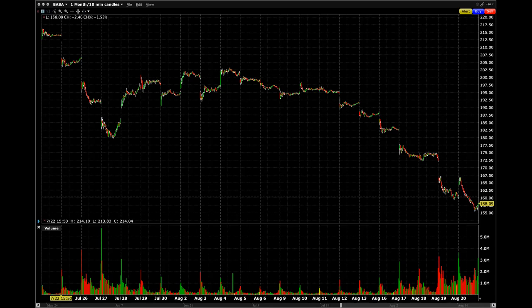So a gap at 214, a gap at 206. We have a gap at 200. We have a gap at 195, 191, 188, 183, and then at 172 or so, right? So at some point, you're going to see a reprieve and probably pop back up to like the 180 area, but you don't want to be holding this longer term, probably.